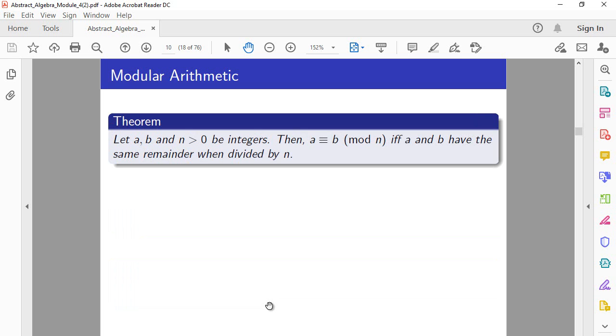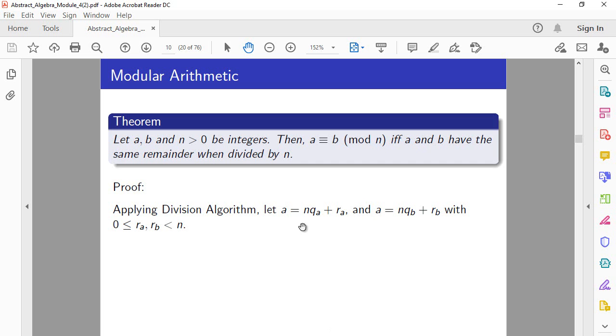Now a very important theorem: a is congruent to b mod n if and only if a and b have the same remainder when divided by n. So if we divide a and b by n, we then get the same remainder. Here's how we're going to check. If we apply the division algorithm, we can divide a by n, and then we get a quotient and a remainder.